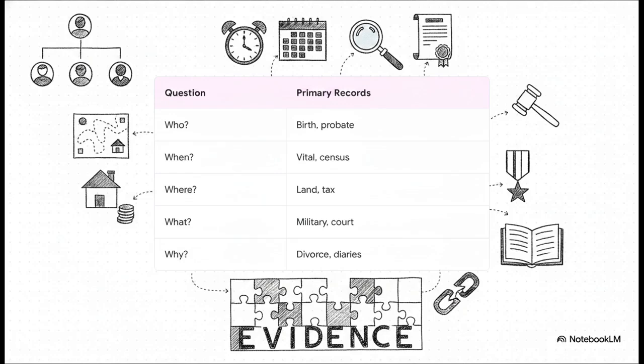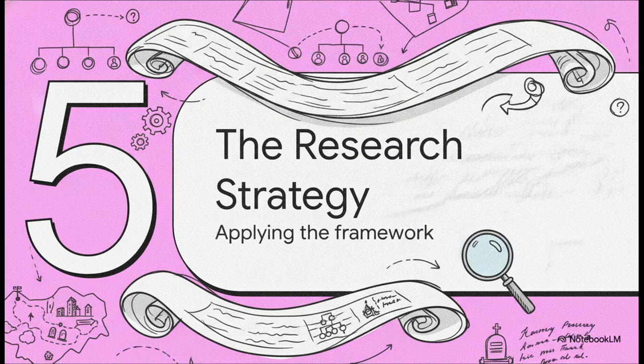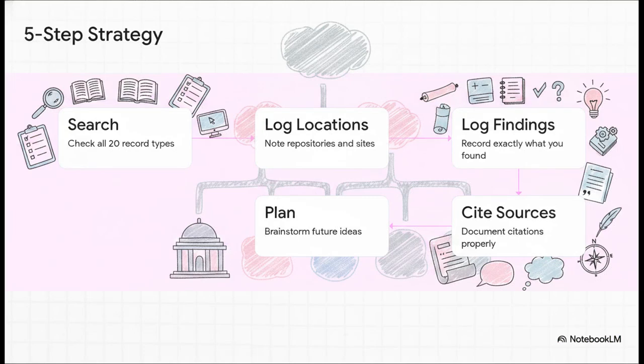And finally, Section 5, the research strategy, applying the framework. We've got the theory down, but how do we actually apply this in the real world without getting buried in paperwork? You need a rock-solid method. For every direct ancestor you research, you should create a checklist of those 20 record categories and follow these 5 steps. Step 1, search. Literally check off whether you looked for each of the 20 types. This guarantees no major source category slips through the cracks.